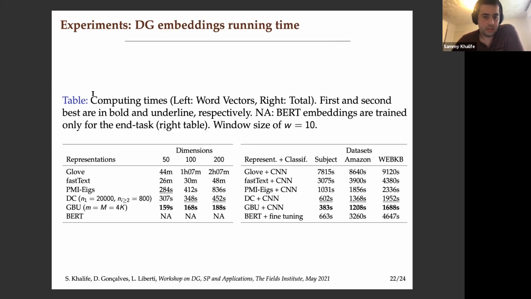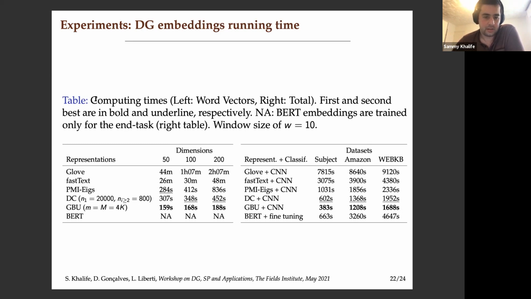But perhaps most importantly, if we compare the computing times of all of these word embedding methods, it turns out that the geometric buildup gives solutions in less than 2 or 3 minutes, whereas the most popular word embeddings take about an hour or even 2, namely GloVe or fastText. On the left here, these are the computing times only to construct the representations, and on the right, the time to construct the representation and also to train the classifier.